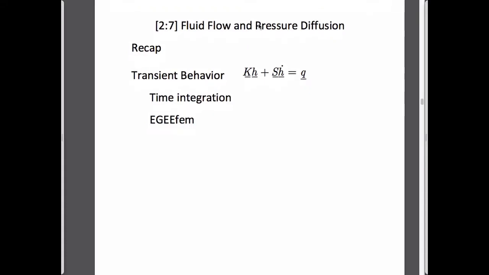Okay, so our interest is still in the flow problem. We're interested in looking at transient behavior. We made the case before that when we look at this system of equations, it's actually a subset of the full set of equations that we could imagine. That might be something like this, where the h's are vectors and the q's are vectors.